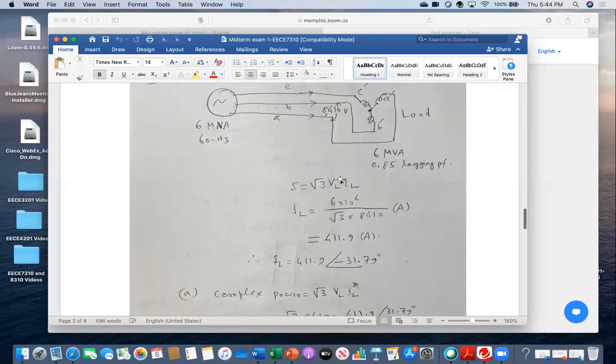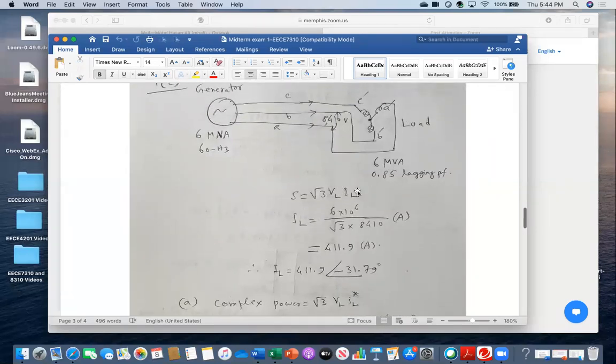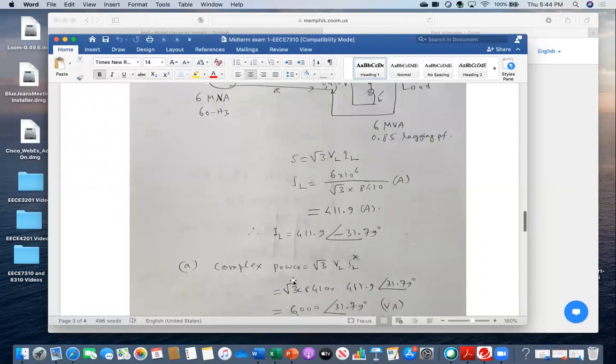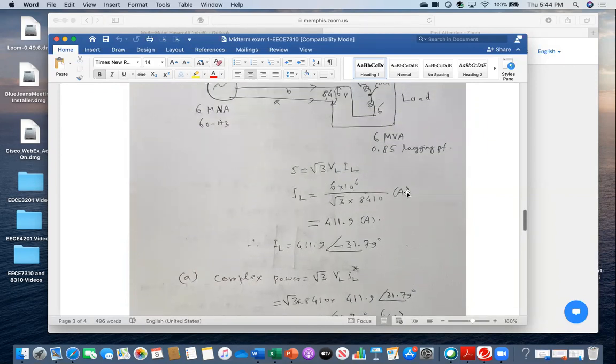So that's why from the load information, S is equal to √3 VL IL, and then I am getting IL. But in the complex power equation, I have to consider the angle because there is a conjugate. So I must put the angle. So you see this is 0.85, cosine theta. From that you find theta, 31.79. But because it is lagging, you have to put a minus sign. So that's why this is your line current.